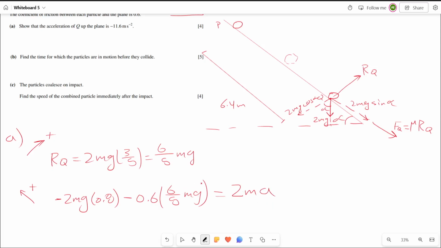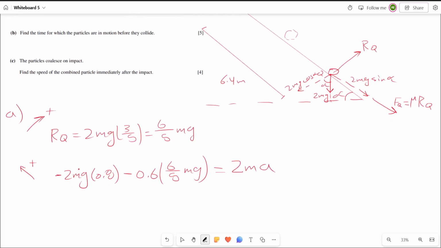In the dynamics equation where I have accelerations, I put my forces, add them together, noting the correct sign for each force, and then equate it to ma. So from here, I can find my a. First, I can cancel all the m's, and I will have minus 2 times g, which is 10, times 0.8, minus 0.6 times 6 over 5 times g, which is 10, is going to be negative 116 over 5 equals 2a. Then dividing by 2 on both sides, a is going to equal negative 58 over 5, which is the same as negative 11.6 meters per second squared.